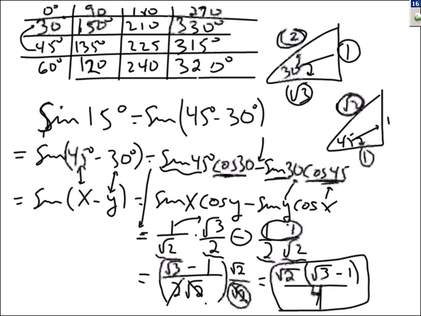If you put sine of 15 degrees into a calculator, it wouldn't give you this answer. No way would it give you that answer. That is how you use the sum and difference rules.